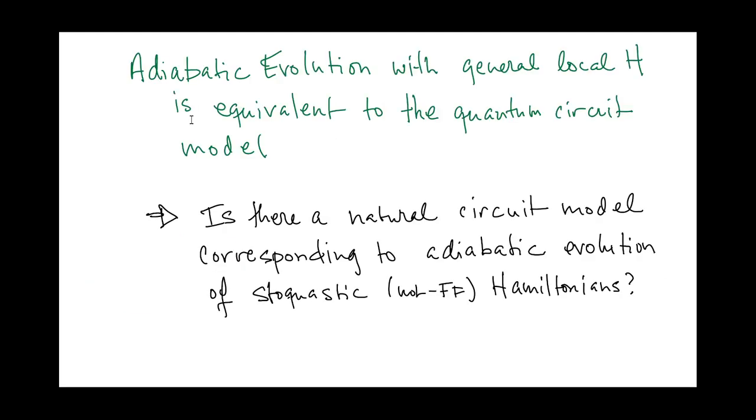And an interesting question you might think about is that adiabatic evolution with general local H is equivalent to the quantum circuit model. And is there sort of a natural circuit model corresponding to adiabatic evolution for stochastic, not necessarily frustration-free? So if I look at adiabatic evolution, it corresponds very cleanly to the quantum circuit model. The frustration-free case is classically simulatable, but what about this sort of in-between where I have stochastic Hamiltonians that aren't necessarily frustration-free? Is there some kind of natural circuit model that's equivalent to that adiabatic model? Something to think about.